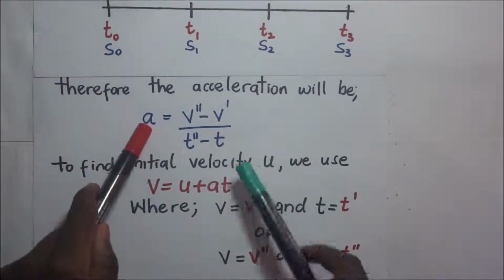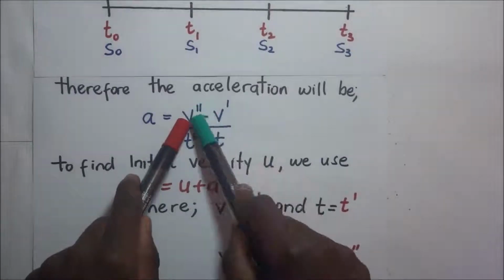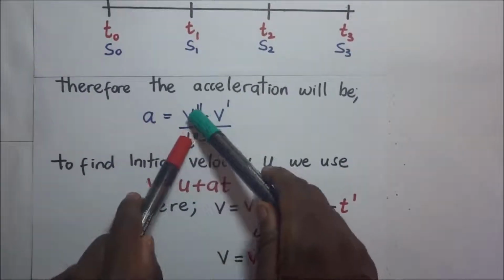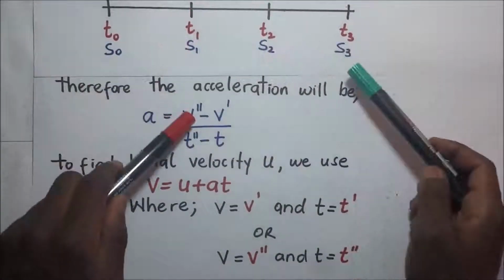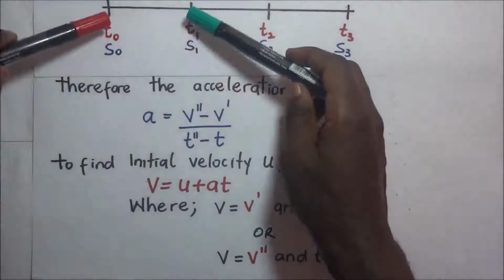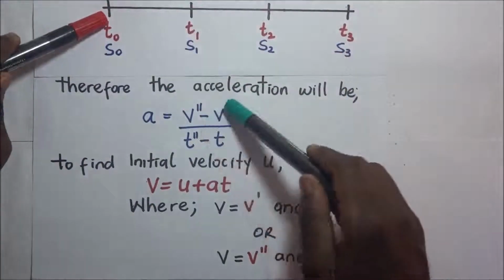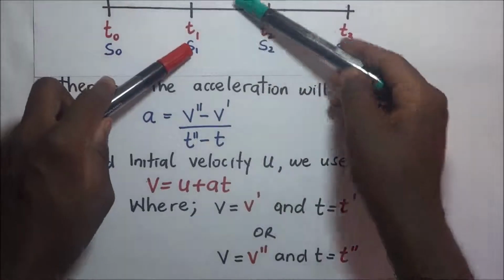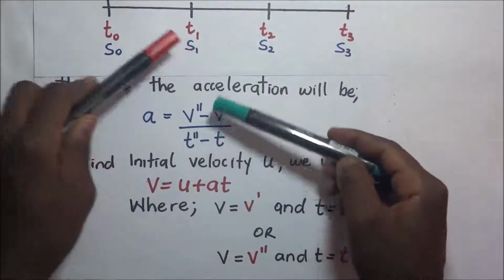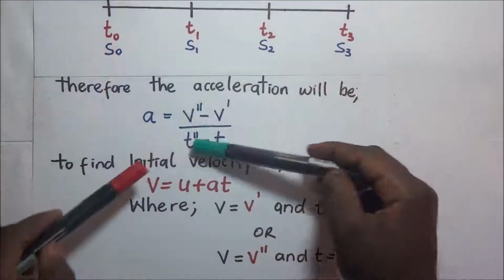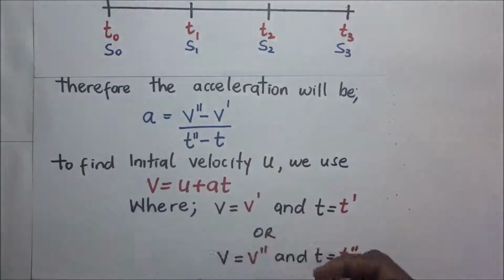Acceleration is going to be the average velocity in the second interval, which is v prime prime, minus the average velocity in the first interval, which is v prime, divide that by the average time in the second interval, which is t prime prime, minus the average time in the first interval, which is t prime. And we're able to get the acceleration that we are looking for.